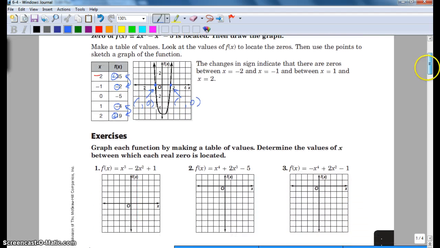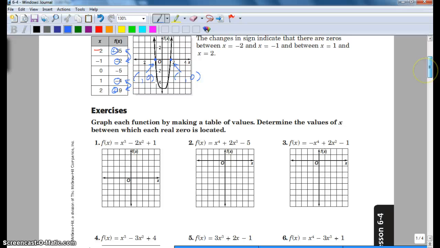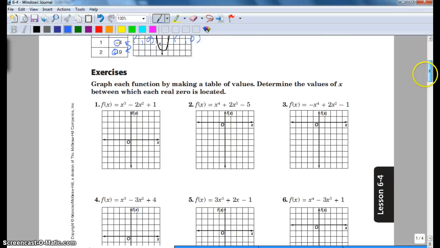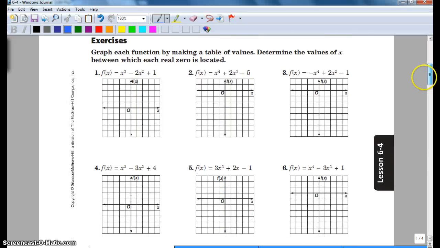Next set of problems here. So exercises. Graph each function by making a table of values. Determine the values of x between which each real zero is located. So we've got ourselves a cubic, x to the third minus 2x squared plus 1. Let's go ahead and make ourselves an xy table.